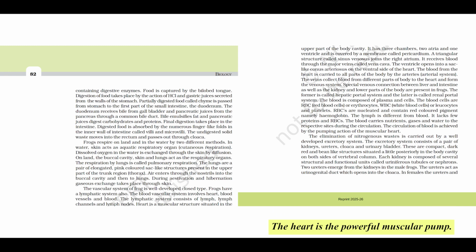The heart is the powerful muscular pump. It's located in the upper part of the body cavity, protected by a double-layered membrane called the pericardium. Crucially, for your exams, remember the frog heart has three chambers: two relatively thin-walled atria, a right atrium and a left atrium, and one large muscular ventricle. 3 chambers. So 2 atria, 1 ventricle, that's different from us. Exactly. Mammalian hearts have 4 chambers.